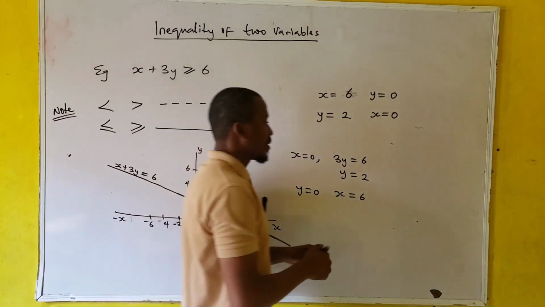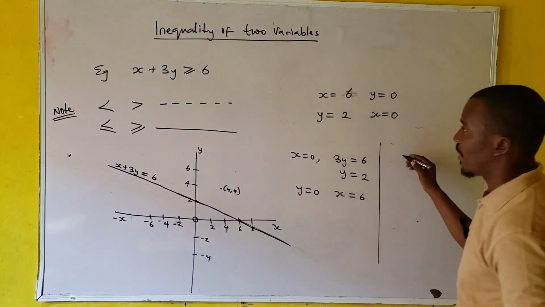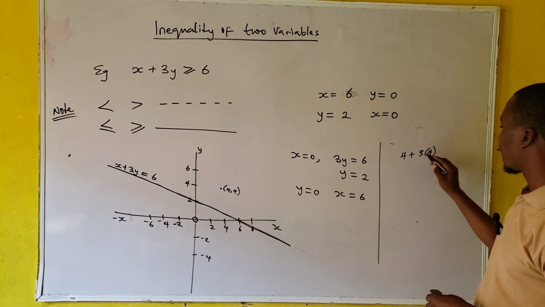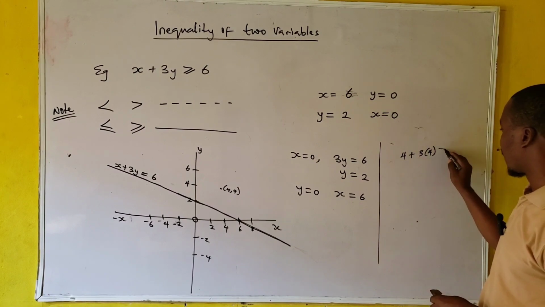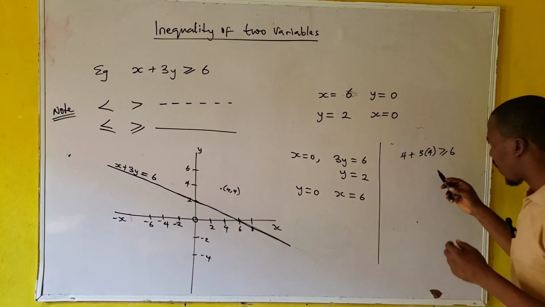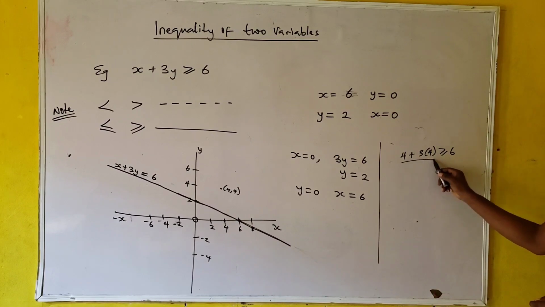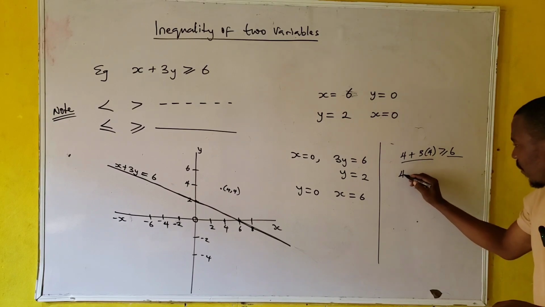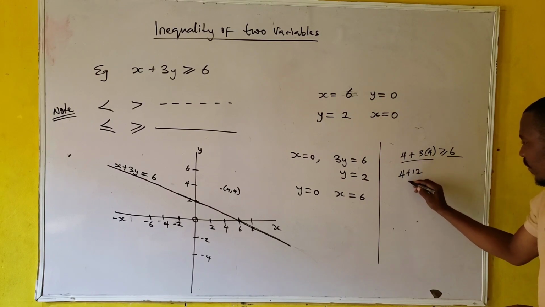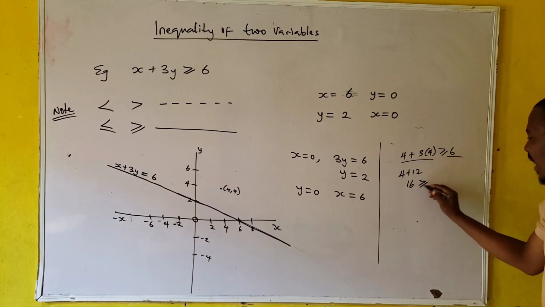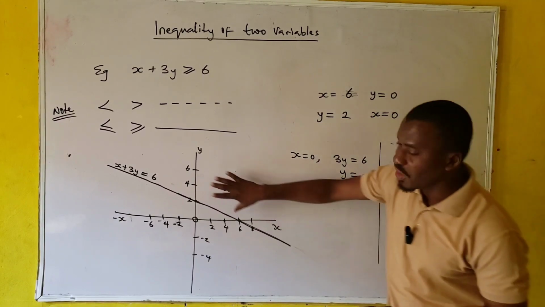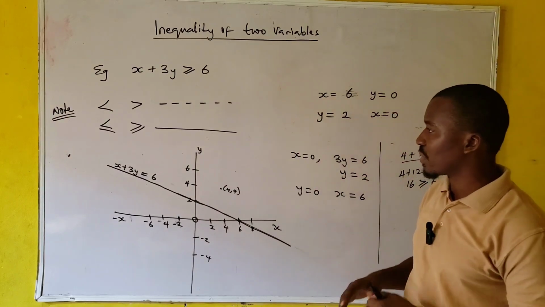So let me work that out here. I'll have 4 plus 3 into 4, that's x as 4, y as 4, greater than or equal to 6. Now we need to ask ourselves, is what we have here actually greater than what we have here? So 4 plus 12 will give us 16. 16 is actually greater than what? 6.